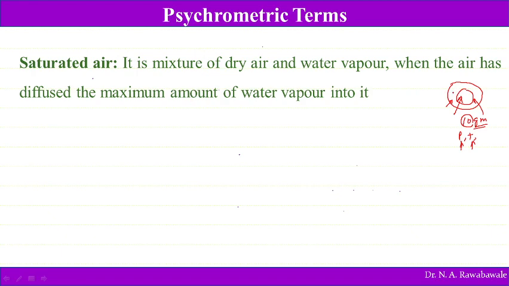So when it accepts no more water vapor, that air is known as saturated. Saturated air holds a sufficient amount of water vapor, and further addition of water vapor is not accepted by the air. When the air cannot hold any more water, it is called saturated air. The maximum amount of water vapor is diffused in the air, and then that air is called saturated air with water vapor.